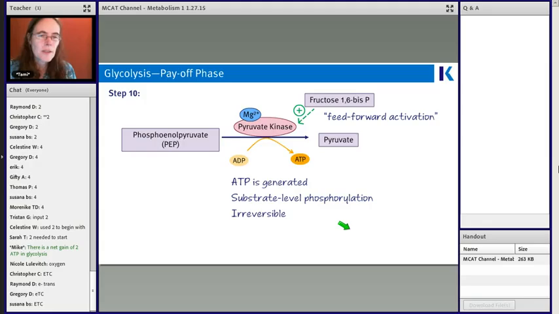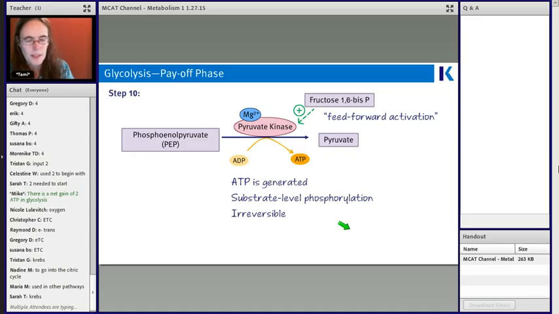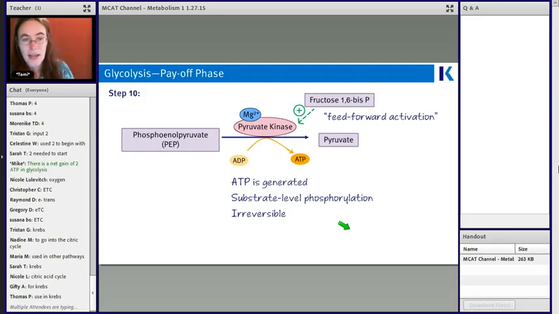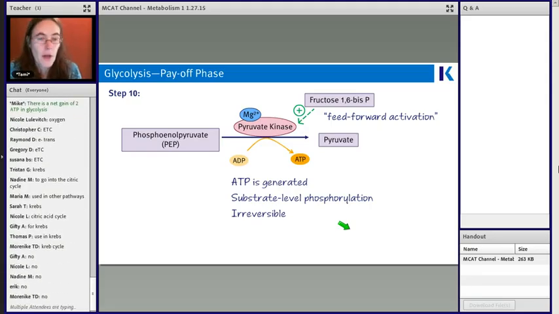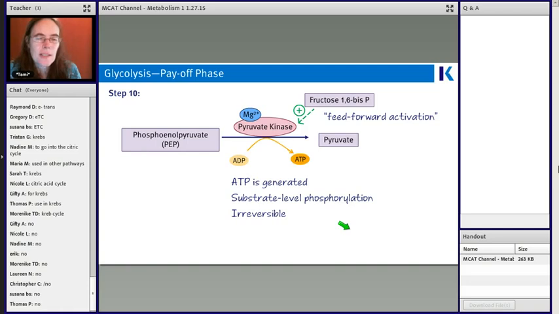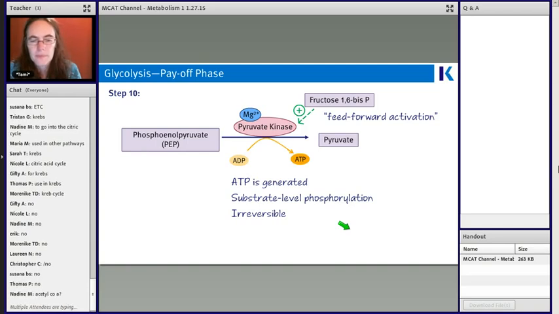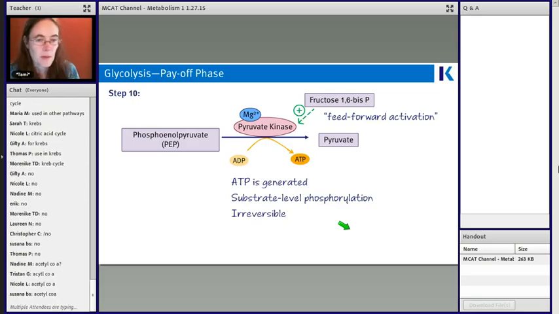Why do I want pyruvate? Why is pyruvate something important to me? Where's that going to go on to? It's used in other pathways. It will eventually get to my Krebs, my citric acid cycle. Now, does pyruvate itself go directly into Krebs? No. No, what actually goes into the Krebs cycle? Acetyl-CoA. Good, Nadine. Take away that question mark. Be bold. Tell me it's acetyl-CoA.